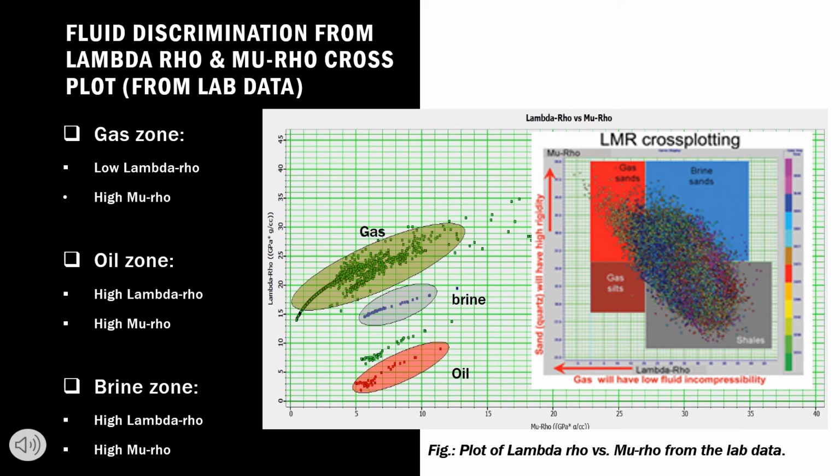And we can see from this picture extracted from one paper, the picture overlying our plot, that both gas, in this case gas sands and gas silts, show low Lambda-Rho and high Mu-Rho, while the brine sands have both high Lambda-Rho and high Mu-Rho.